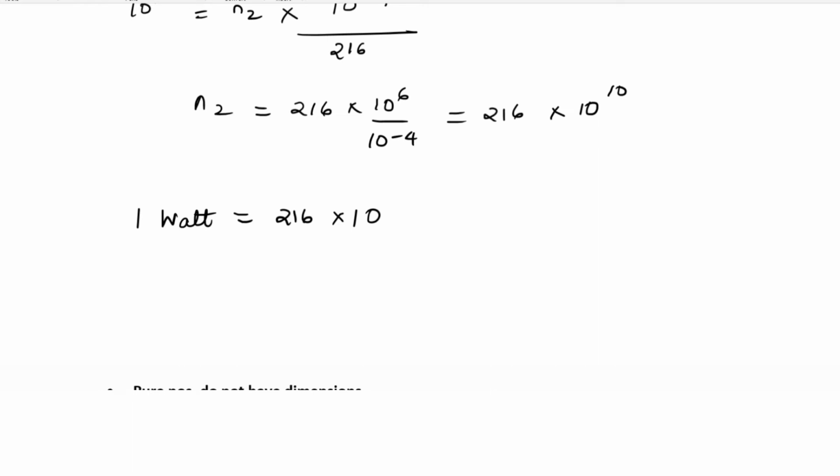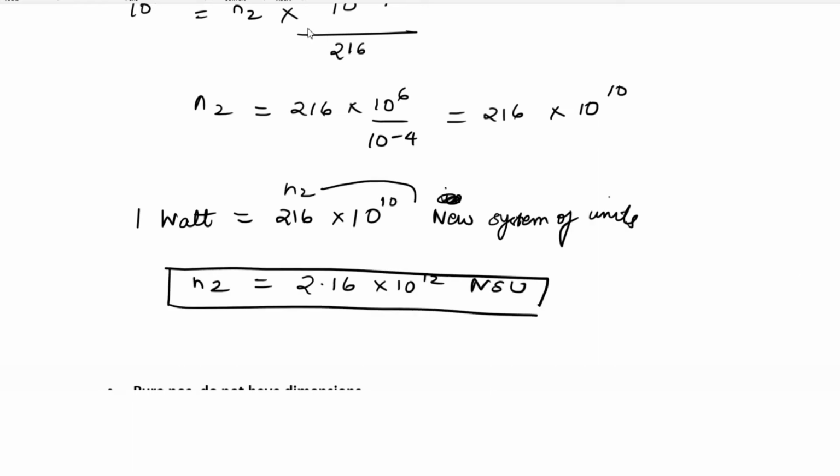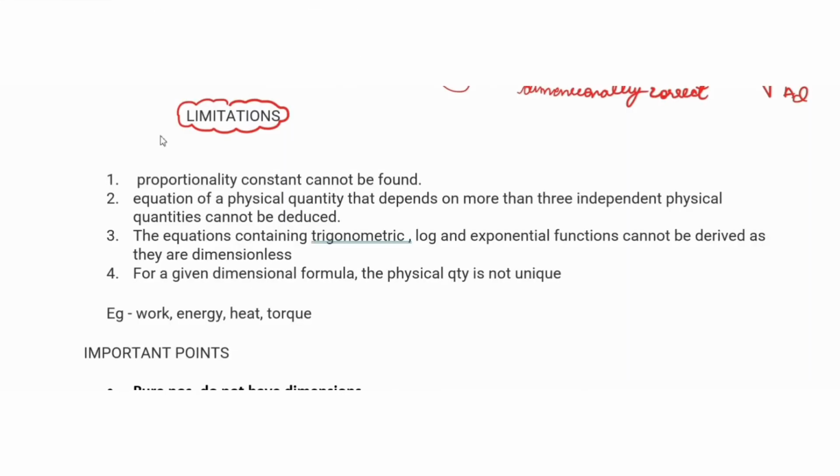One, we've already discussed in the second application itself, that the proportionality constant cannot be found, and only if this proportionality constant is given can we actually find the correct equation of the dependency of physical quantities. Okay, the second limitation: the equation of a physical quantity that depends on more than three independent physical quantities cannot be found.